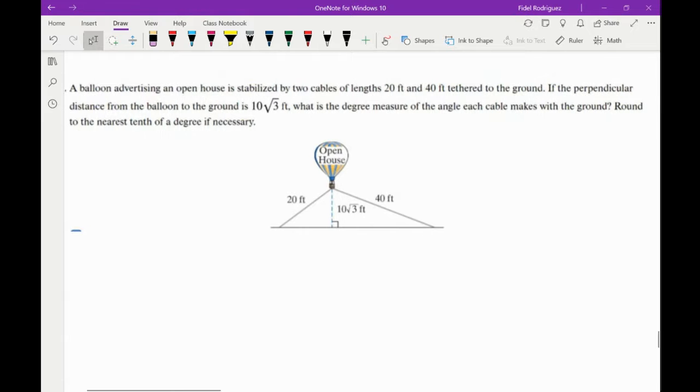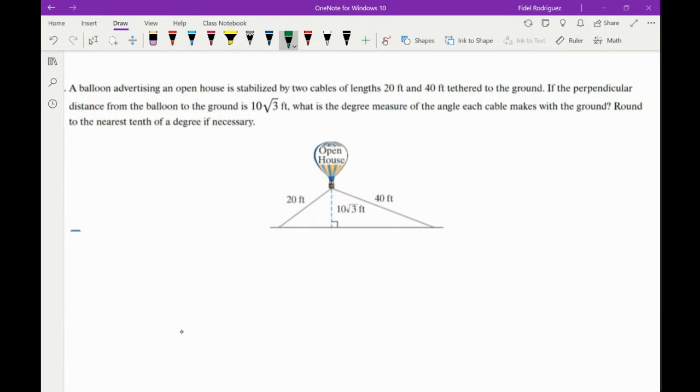All right. So let's take a look here, y'all, at this next problem. It says, a balloon advertised in an open house is stabilized by 2 cables of lengths 20 feet and 40 feet tethered to the ground. If the perpendicular distance from the balloon to the ground is 10 square root of 3 feet, what is the degree measure of each angle each cable makes with the ground, round to the nearest tenth of a degree if necessary? Okay.